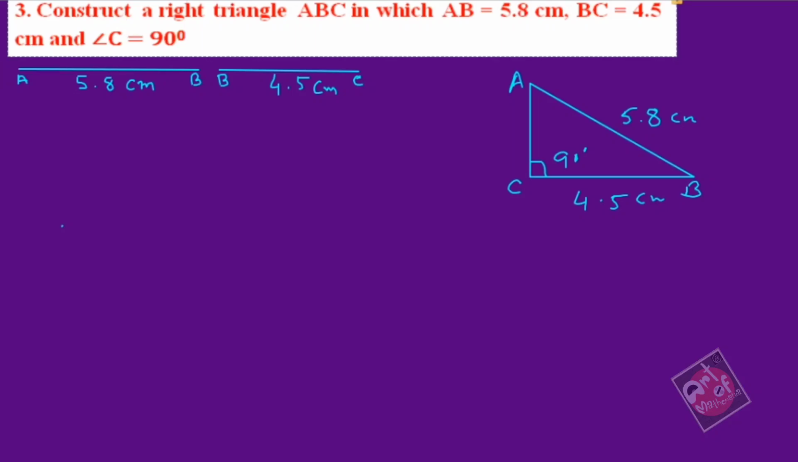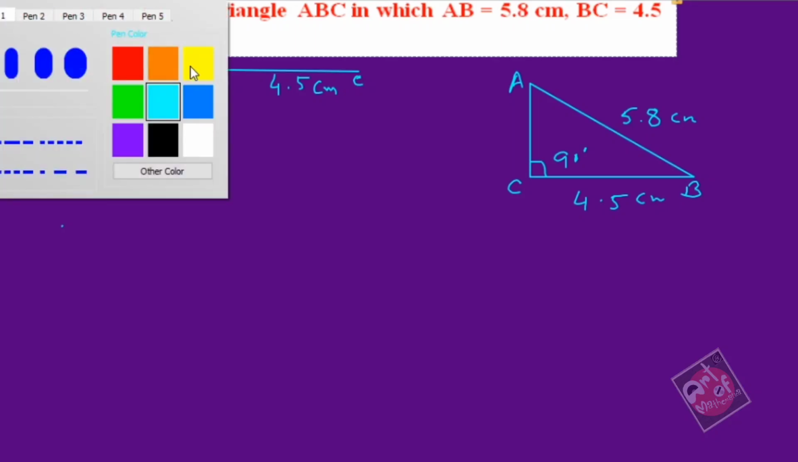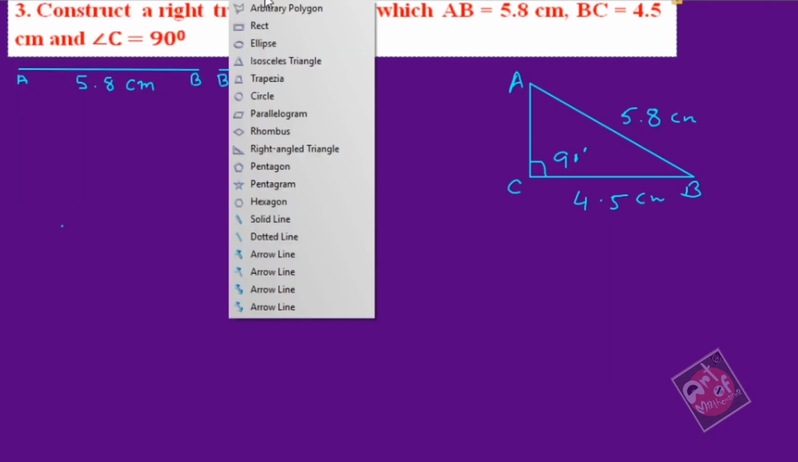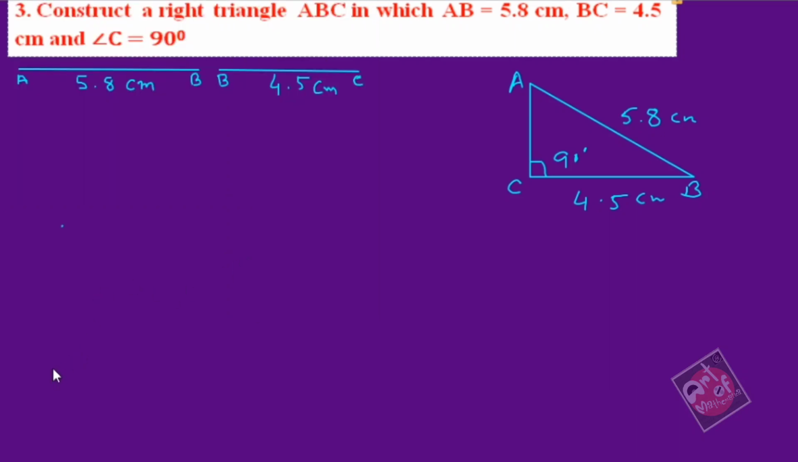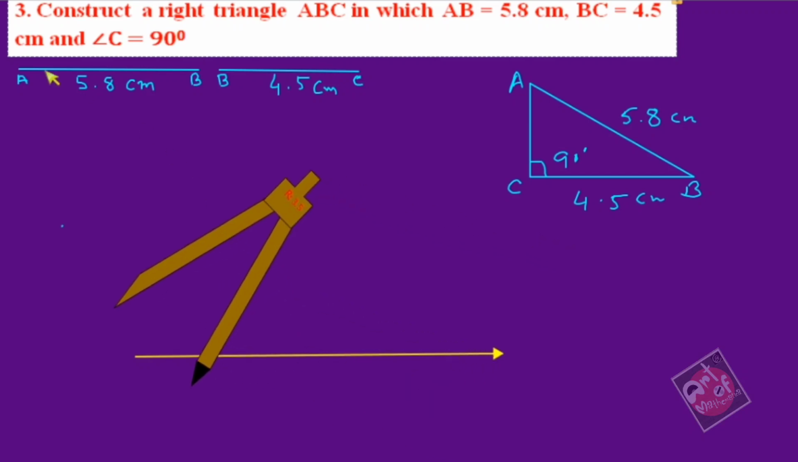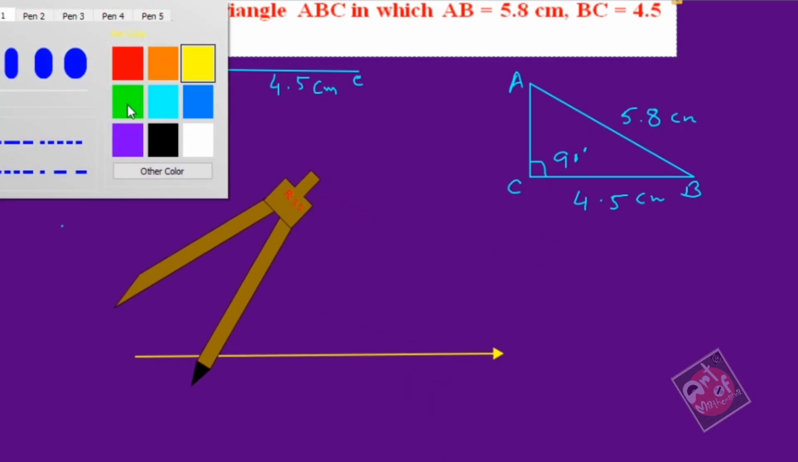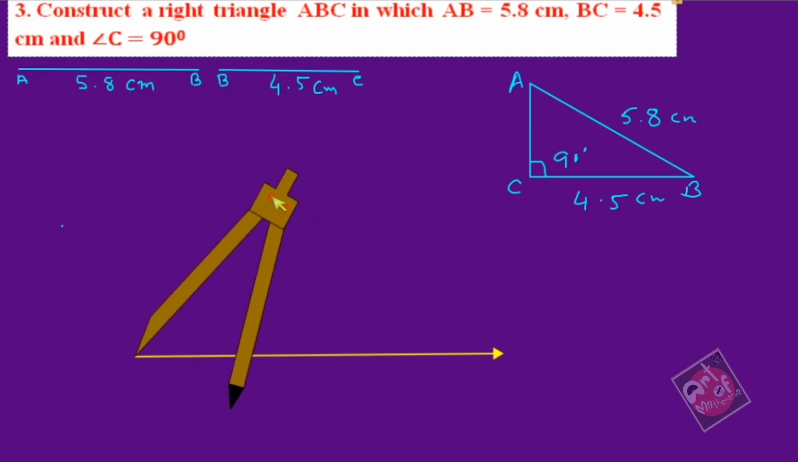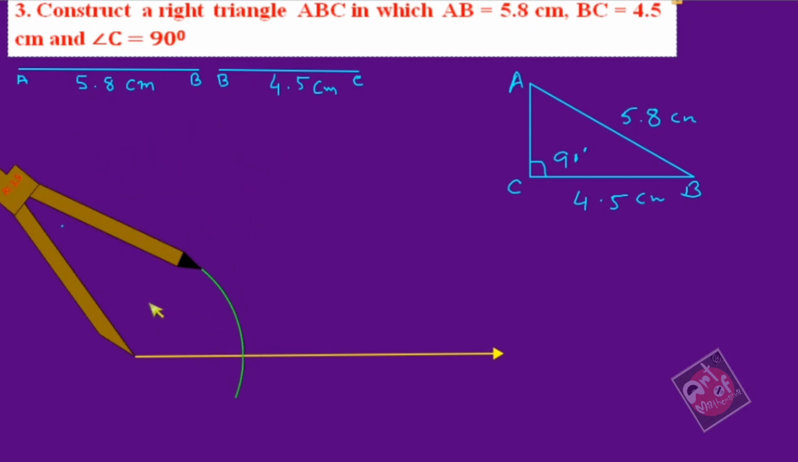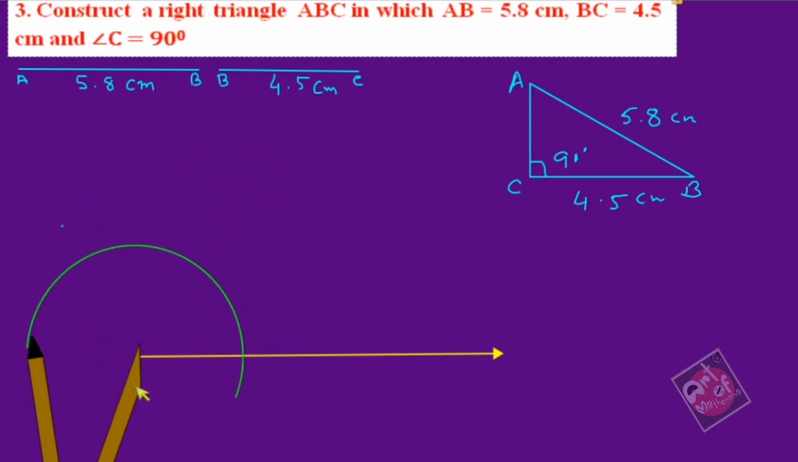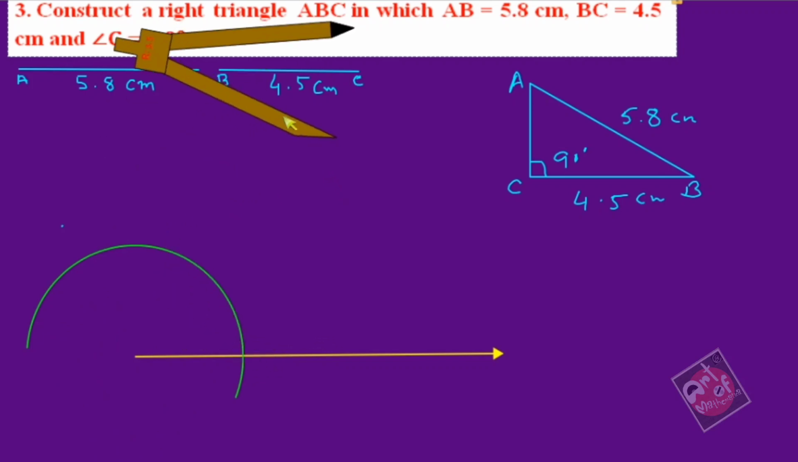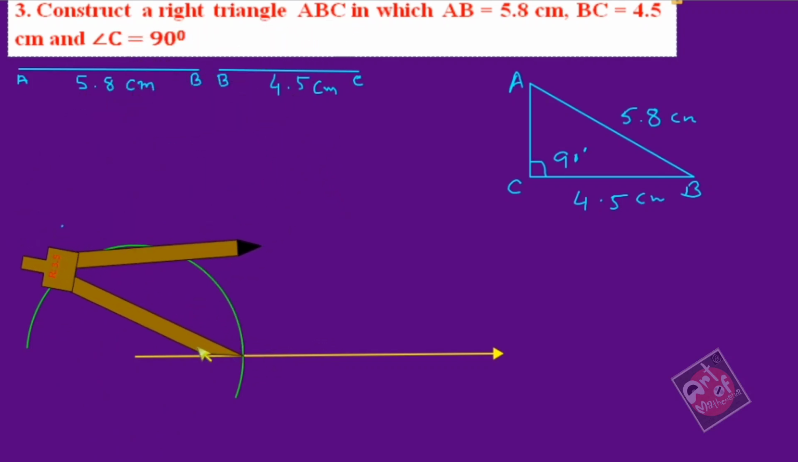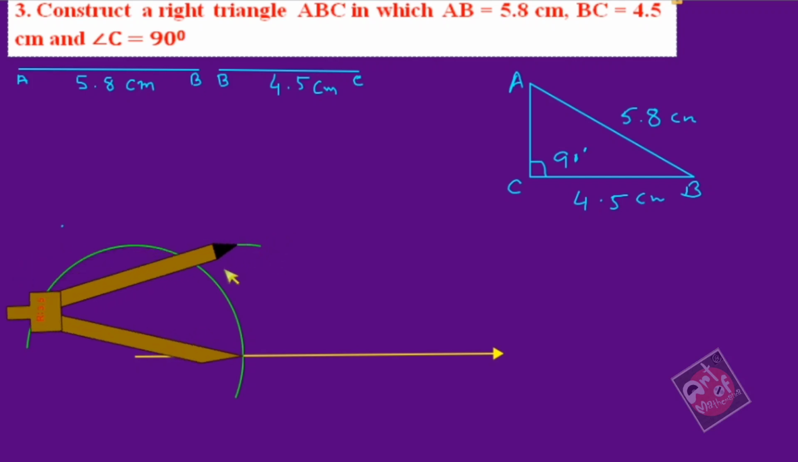Now we have to draw a ray, so let me do it. Here it is a ray. Now construct a 90 degree angle. So I need a compass, you can see that. I think you all know how to draw a 90 degree angle. First cut an arc. Now from this point, from here, this is the point, cut another arc.